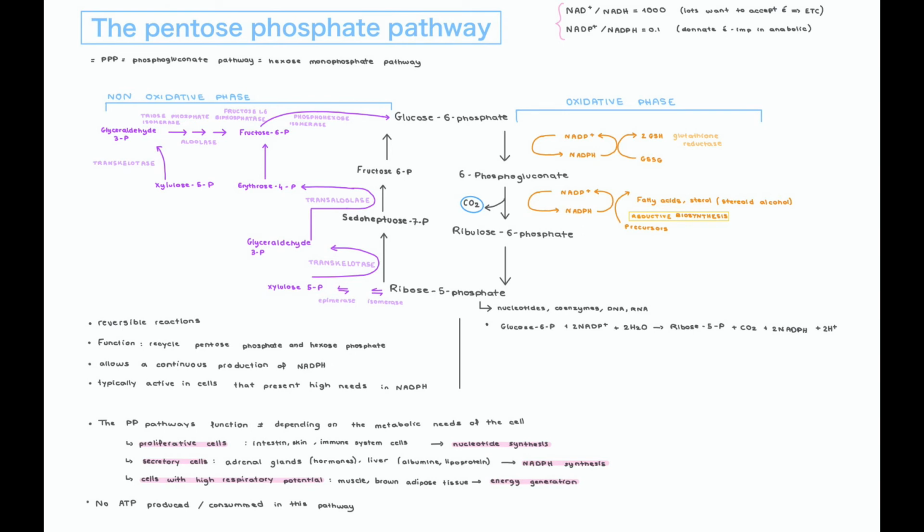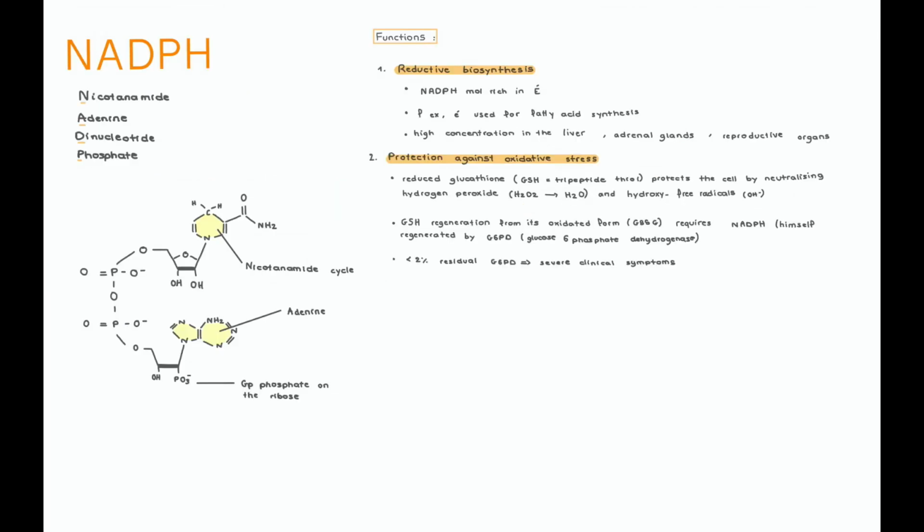So they are also going to go through the oxidative phase, right? And cells that have a high respiratory potential, muscle cells or fat cells, which we call brown adipose cells, are going to need energy generation. So they're going to use the glucose 6-phosphate or the glyceraldehyde 3-phosphate produced by this pathway so they can integrate glycolysis and produce energy. Please note that there is no ATP that is produced or consumed in this pathway. It is ATP free.